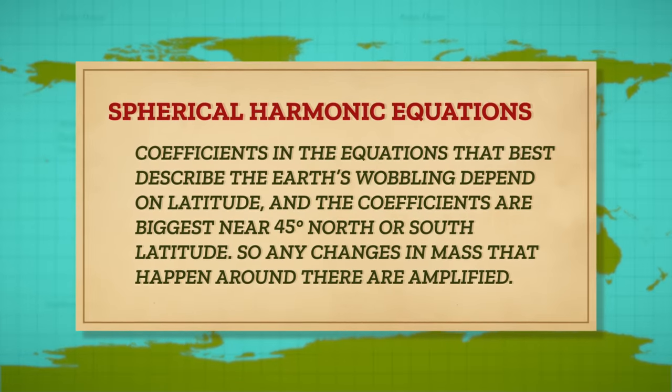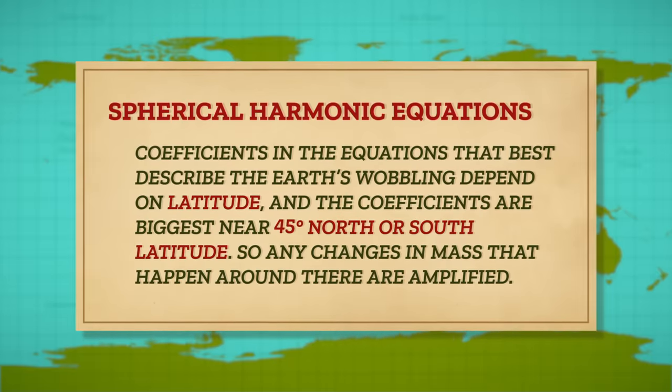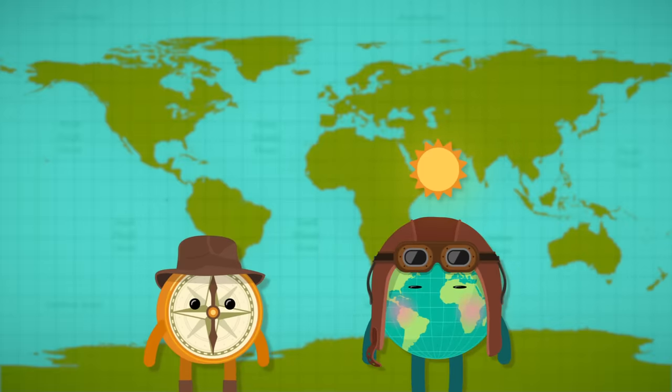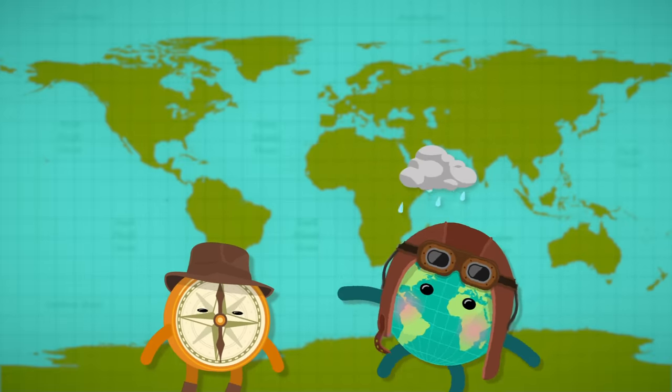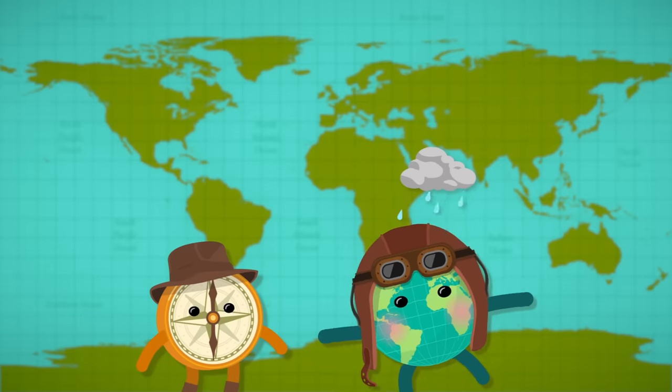Coefficients in the equations that best describe the Earth's wobbling depend on latitude. And the coefficients are biggest near 45 degrees north or south latitude. So any changes in mass that happen around there are amplified. NASA estimates dry years cause the Earth to wobble east, while in wet years, Earth wobbles west. That's right, how we use and store water can steer Earth, or at least wobble it a couple of centimeters.